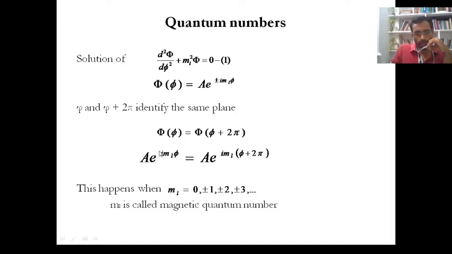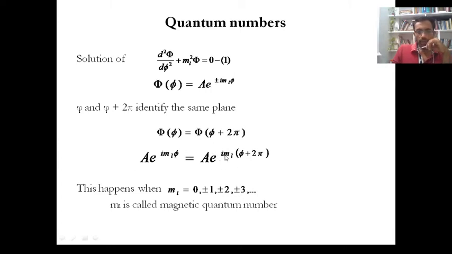So I can write, taking the plus sign here, capital phi equal to capital A e raised to I ml phi, and that is equal to capital A e raised to I ml into phi plus 2 pi. I can write that here, isn't it? So to satisfy such a condition, ml must be some integer, isn't it?